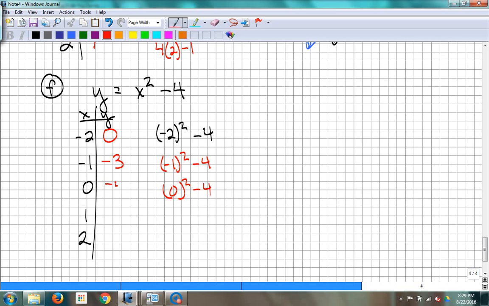Now plug in a 0. That'd be negative 4, right? And I plug in a 1. That's negative 3 again. And plug in a 2. 2 squared is 4. 4 minus 4 is 0 again. Okay? So I got some ordered pairs out of that. So no matter what the equation looks like, you can pick some x values, plug them in, you'll get a picture of what's going on.